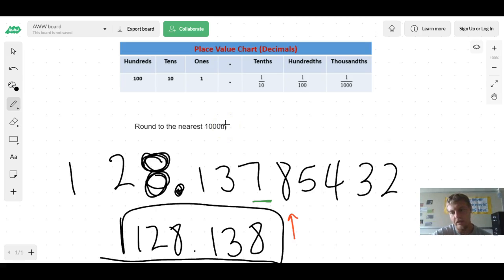So on rounding, always check the place and then round. Look at the number one past it to see if you're going to round up or keep it the same.